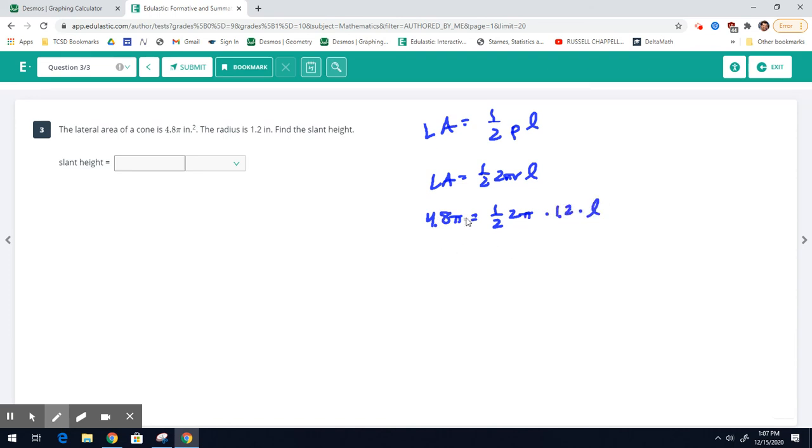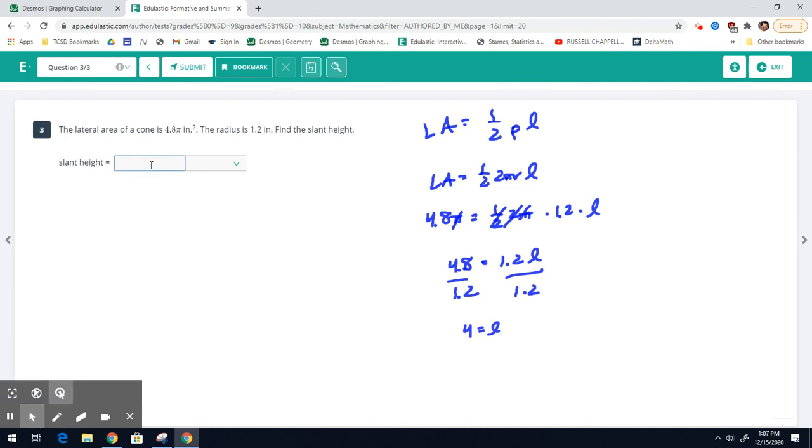Okay, so a couple things. Pi's can cancel. The 1/2 and the 2 actually cancel as well because half of 2 is 1. And this problem is right now 4.8 equals 1.2 L. To solve this for the slant height, divide by 1.2 and 4 equals L. And your slant height is 4 inches. Notice the units, because it is a length. Okay, so that's all I got for you. Good luck on this homework. Ask questions if you have any.